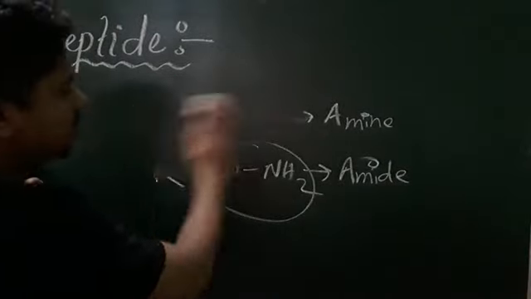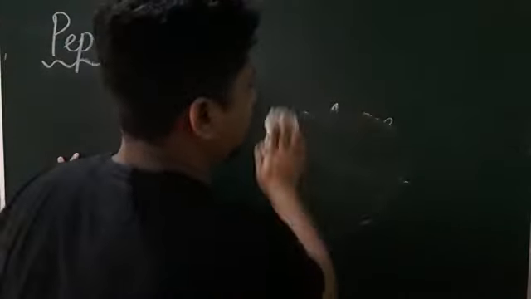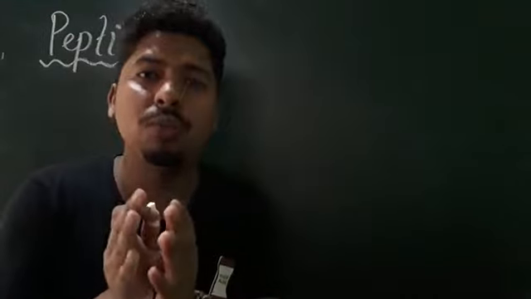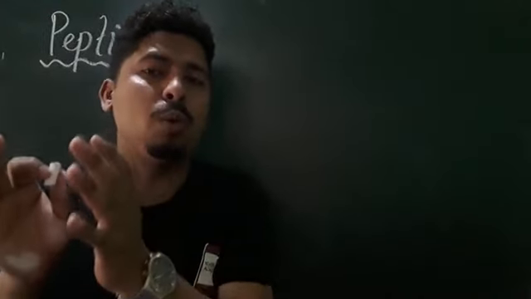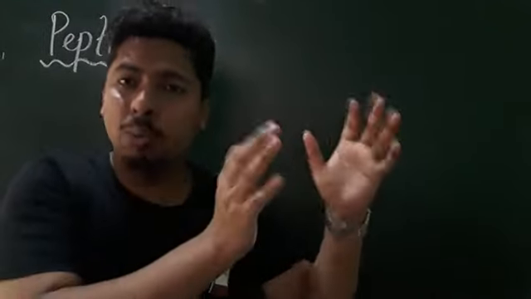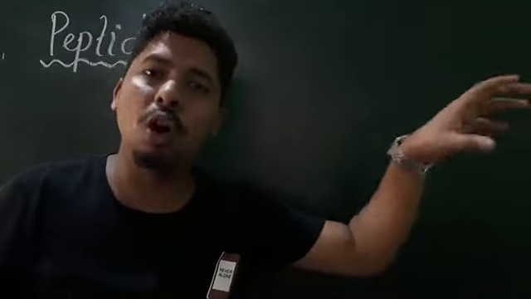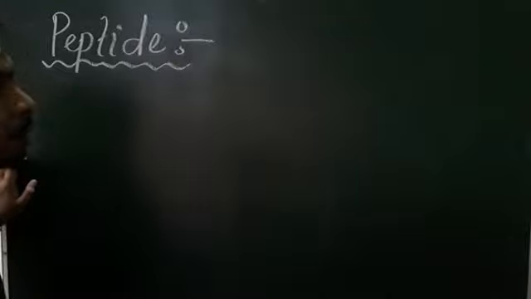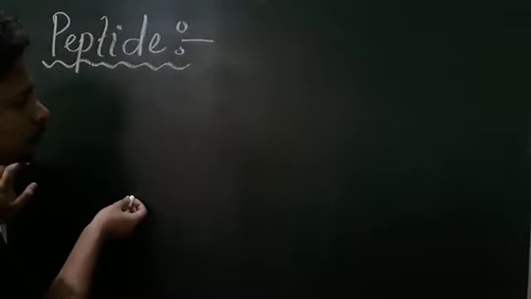Here you see, these peptides are obtained by the condensation of the NH2 group of one amino acid and the COOH group of another, same or different, amino acid. Let us take the example of glycine. What is the structure of glycine?